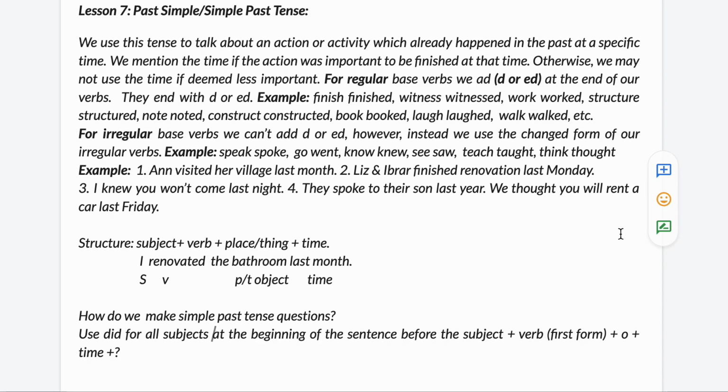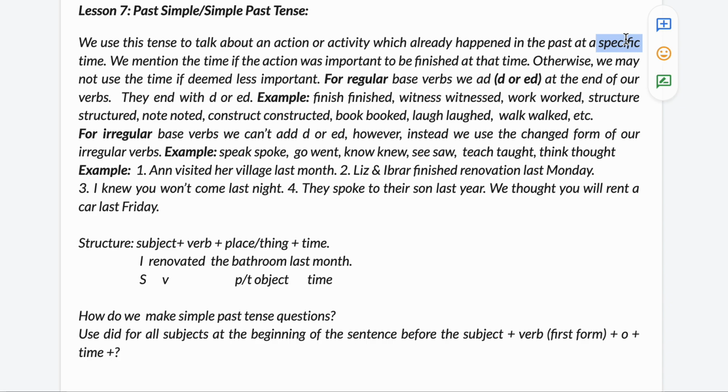So simple past is a tense we use to talk about an action or activity which already happened in the past at a particular time or a specific time, both the same. Why do we use a specific time? If something is important to be mentioned along with timing, then we use the time.